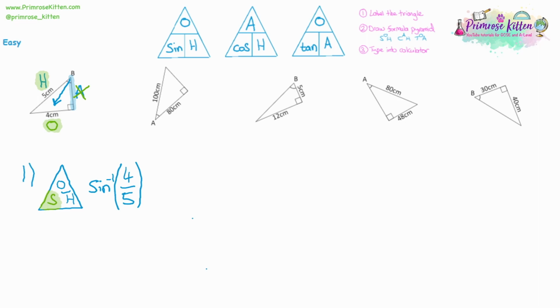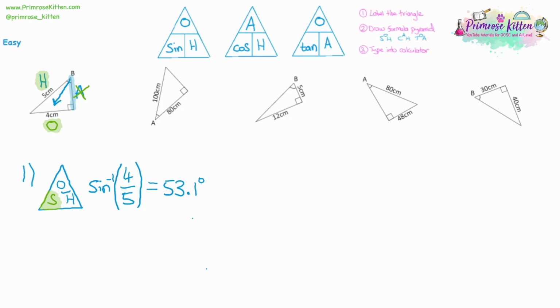Now, the way you access sin to the -1 is your calculator will have a shift button or a second function button. And once you press that, then you press the sin button and sin -1 should pop up on your screen if you've got a modern calculator. So type that in, sin -1, some brackets will open. Then you can type in 4/5 as a fraction, or you can type 4 divided by 5 as a division. Either's going to work, and you should get 53.1 degrees as your answer.